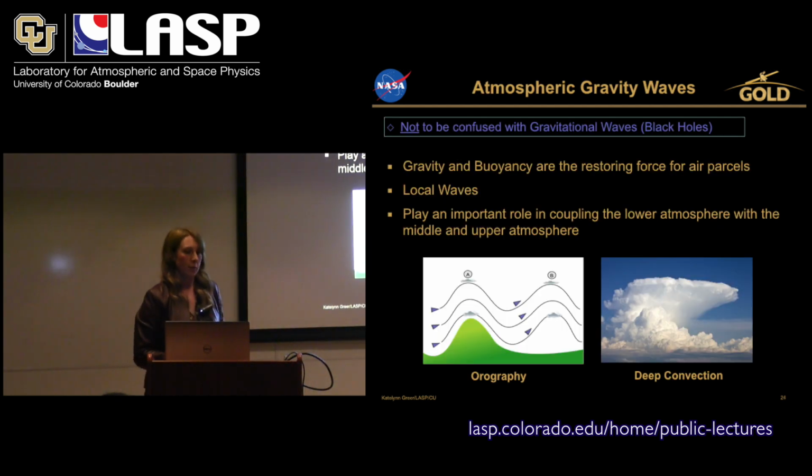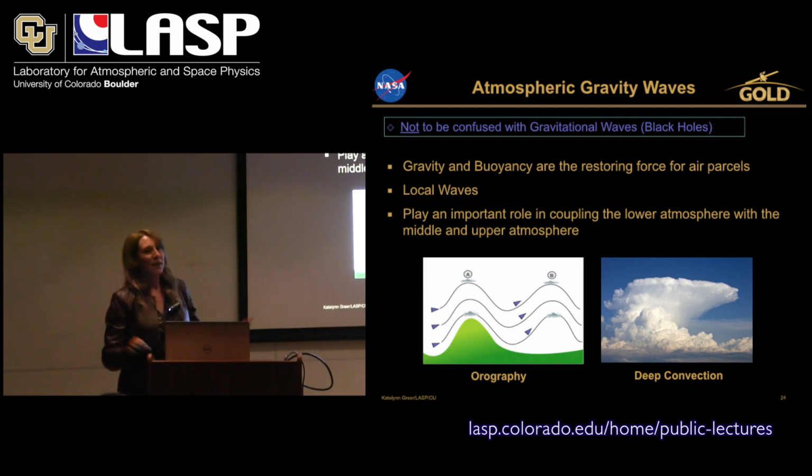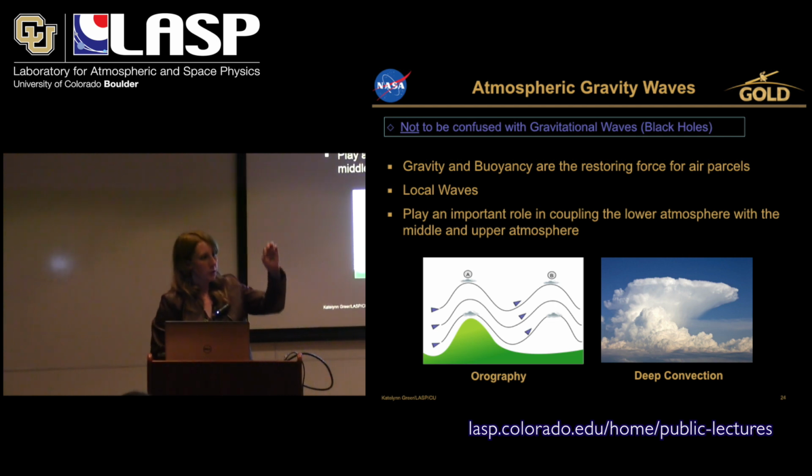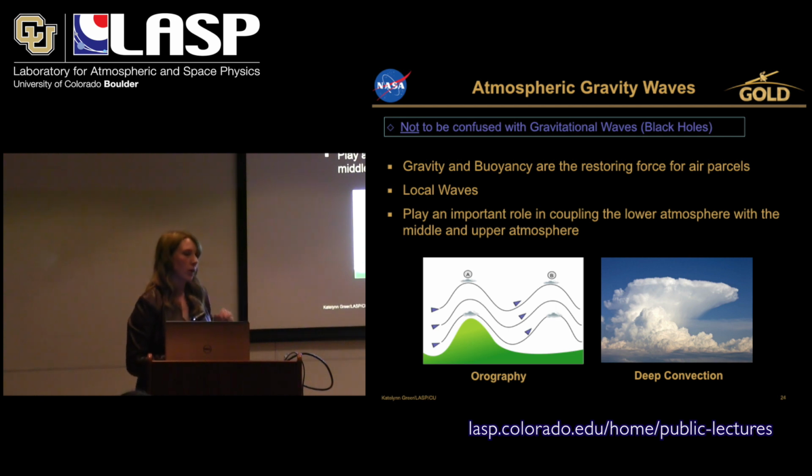Next we're going to talk about gravity waves. I don't want you to confuse gravity waves with gravitational waves, which is what the LIGO group is looking for, and black holes and whatnot. This is not that. These are gravity waves in Earth's atmosphere, and you take a parcel of air and you perturb it, and the restoring force is going to be gravity and buoyancy. This is a local wave, so it's really small and close to you. And they do play a very important role in transferring energy and momentum, even though they are very small, from the lower atmosphere into the upper atmosphere.